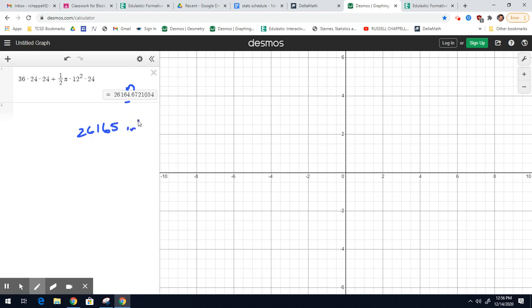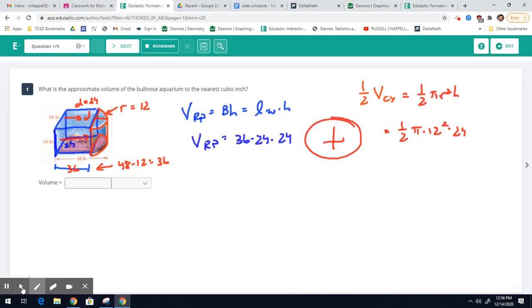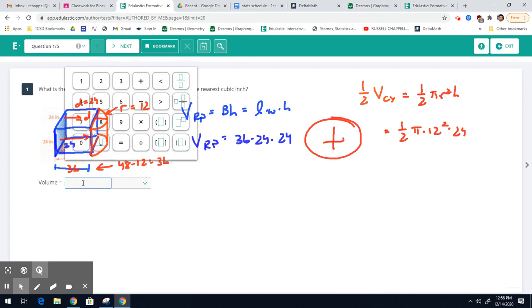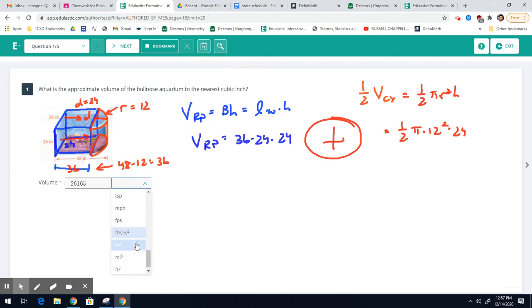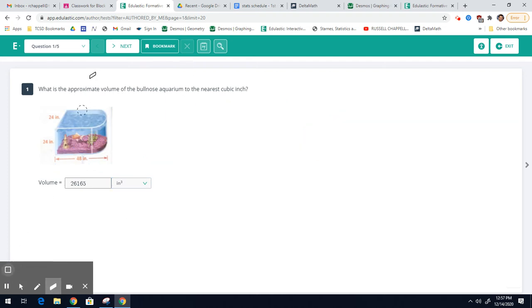26165. And that would be cubic inches. 26165 cubic inches. So if I go back to Edge Elastic, 26165, and that'd be cubic inches. The cubic inches are at the bottom, right? All the cubes at the bottom. So be aware of that. All right, great. Next problem coming.